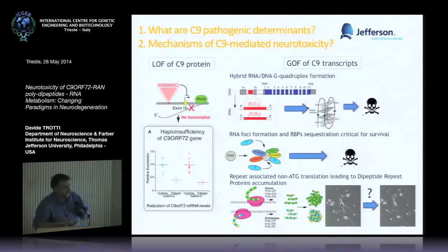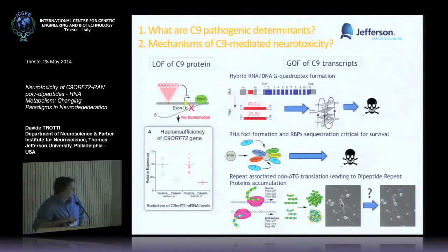So we heard a lot about the possible hypotheses. We have a loss of function of the C9ORF protein, and this is justified by the fact that there is a reduction of C9ORF transcript in these patients. So the loss of function hypothesis was put forward. There's some data out there suggesting that knocking down C9ORF could be toxic, but we also heard today that that's probably not the case.